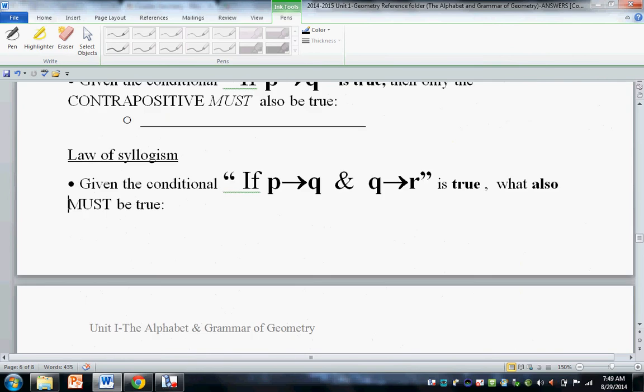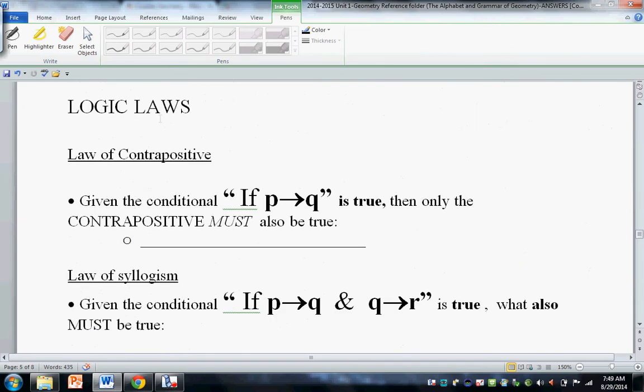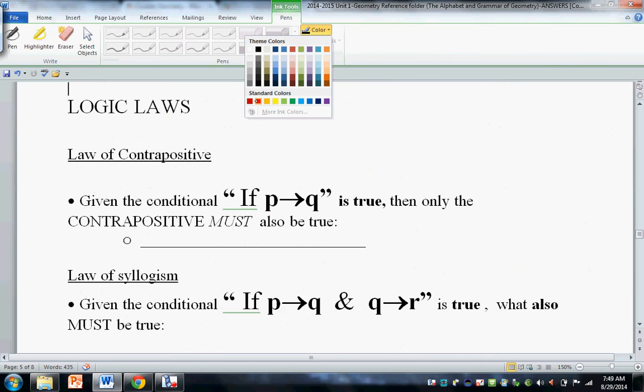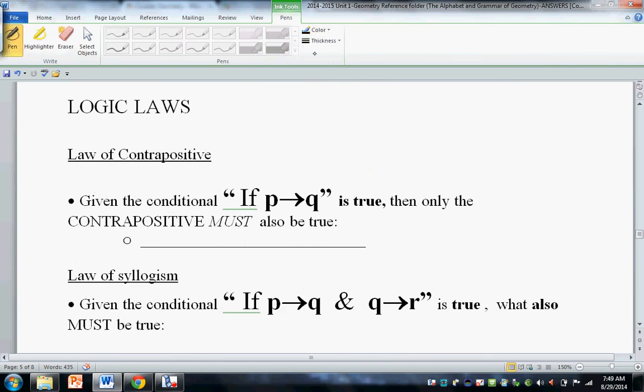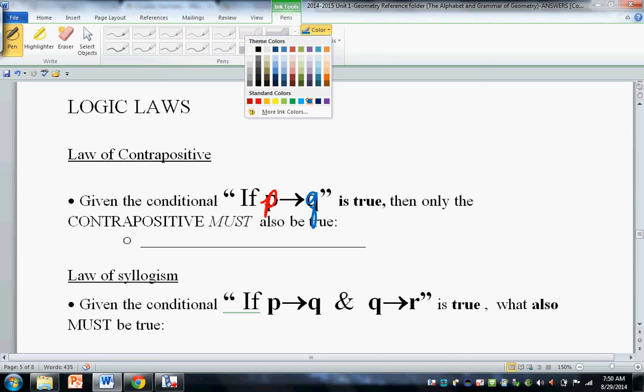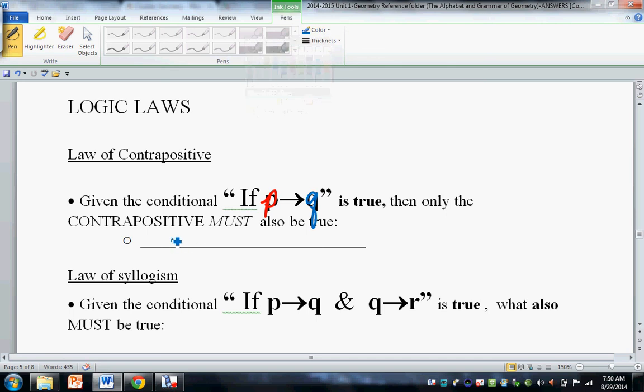A couple logic laws. One simple law is called the law of contrapositive, and that is if you have a conditional if P then Q, and if P then Q is true, then only the contrapositive is forced to be true. So that's opposite Q, then opposite P.